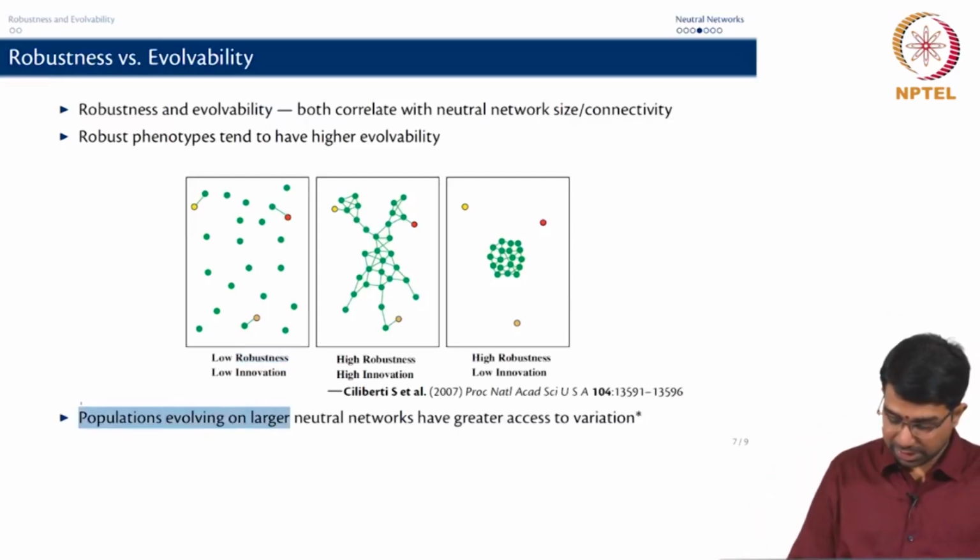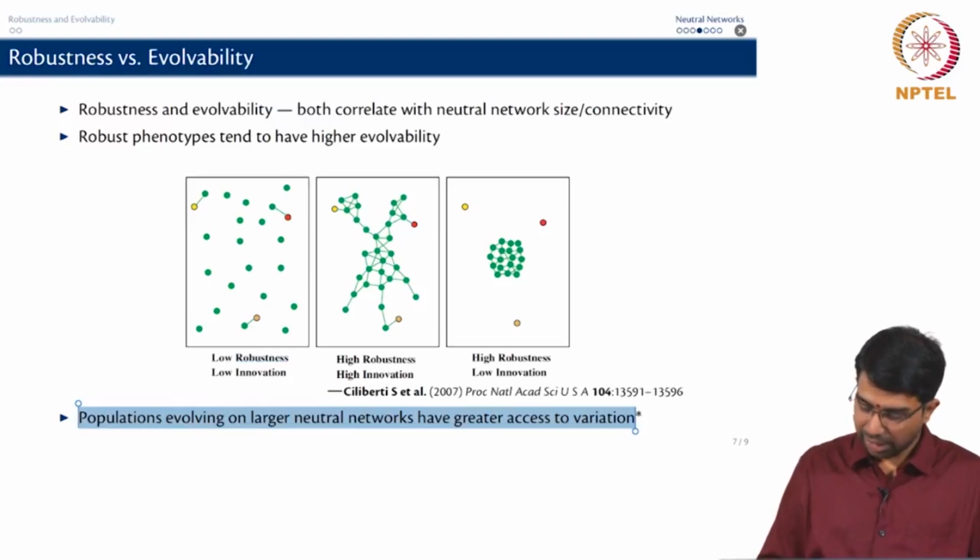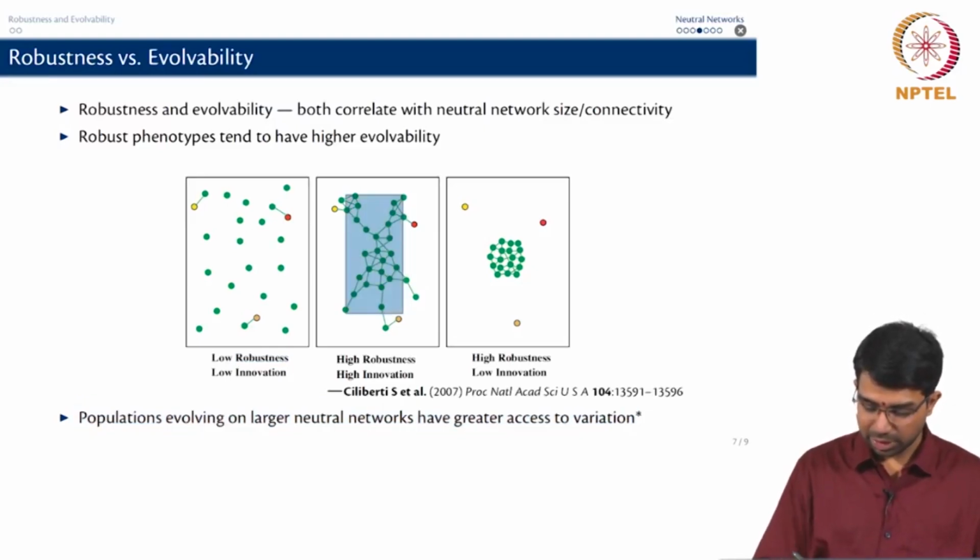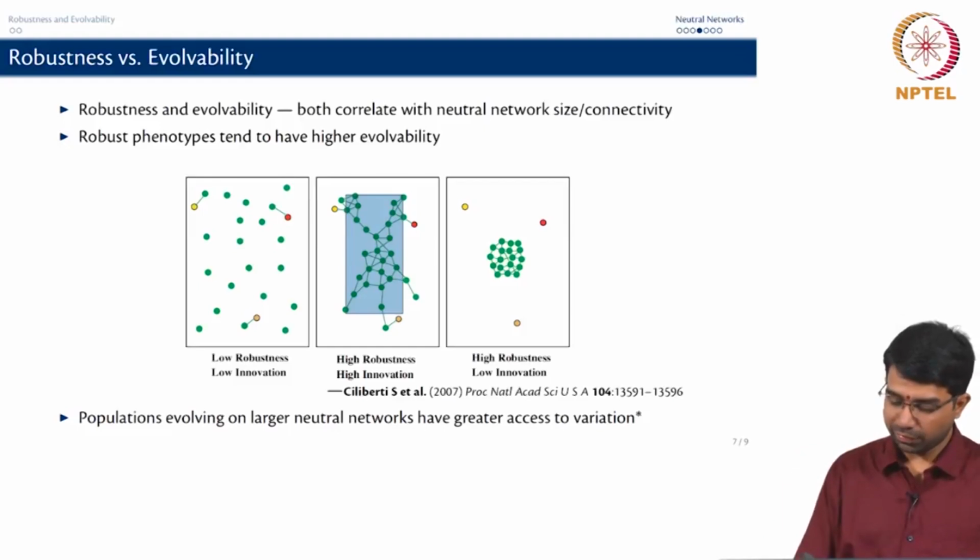And populations evolving on large neutral networks have greater access to variation. This is a large neutral network, so I have good access to variation. I can just move all around this place and suddenly come close to a red phenotype or some other phenotype and so on. So the fact that this neutral network is structured thus becomes very important.